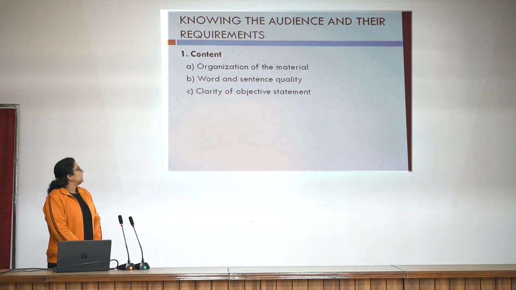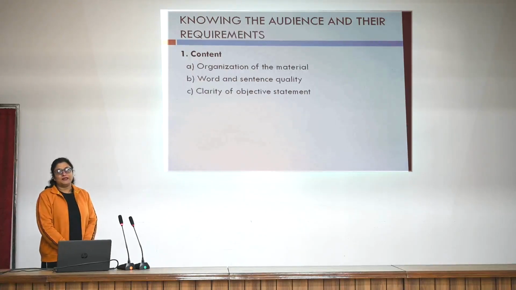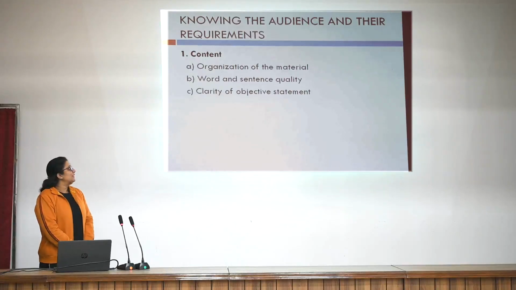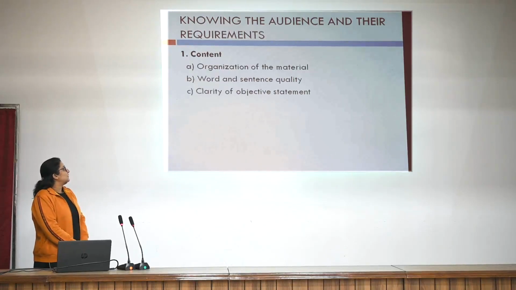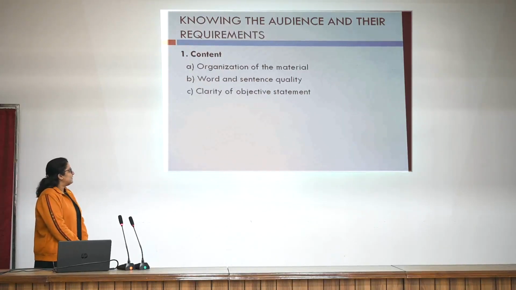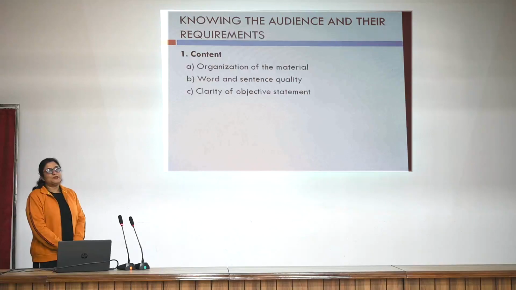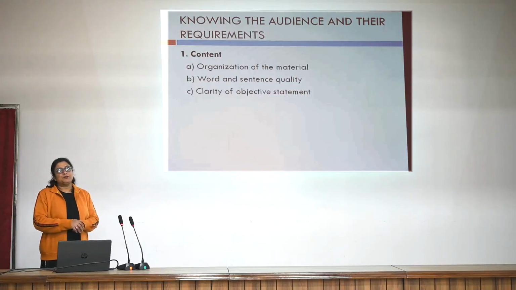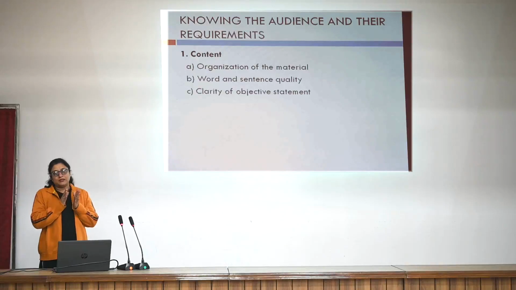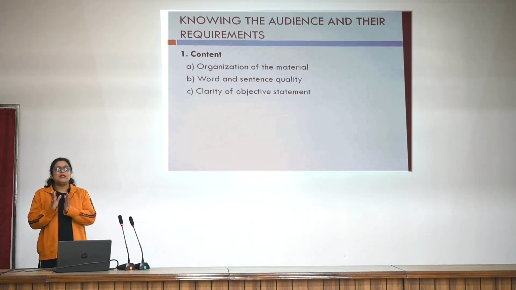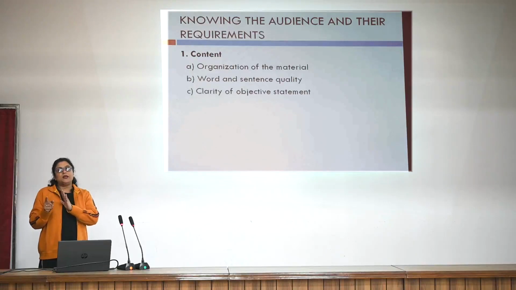So we have the next topic, that is knowing the audience and their requirements. It is similar to the evaluation criteria or the rubrics for the presentation. In this we have the first heading, that is content. This is very important. It is further divided into three parts: organization of the material, word and sentence quality, and clarity of the objective statement. First is organization of the material. Your content should move. Firstly, we should have the introduction, then the content or the subject matter, and in the last the conclusion. It should not happen that your conclusion arrives before the introduction.